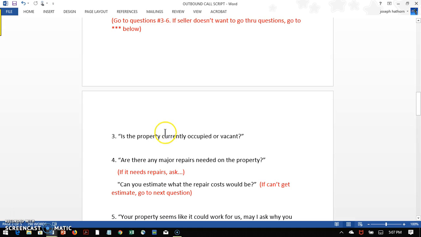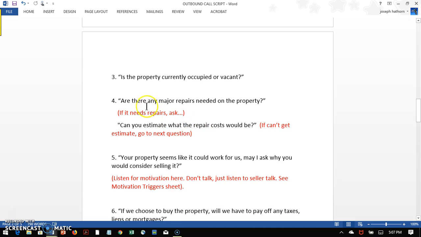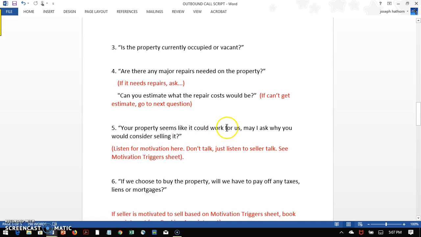So the first one, and we made some changes here also. So 3, is the property currently occupied or vacant? That's very important to know, okay? 4, are there any major repairs needed on the property? Okay, if it needs repairs, then you want to ask, can you estimate what the repair cost would be? Now, if the seller can't get an estimate or they don't know, then you just go to the next question, okay?